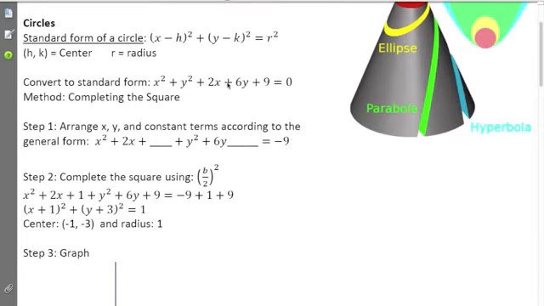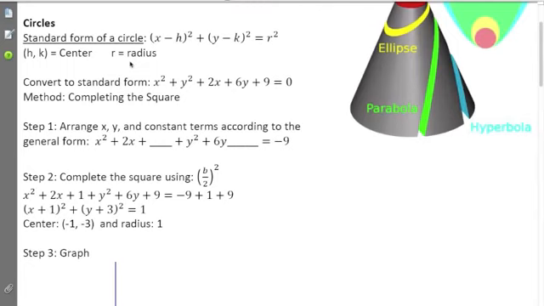Circles. This is probably one of the easier pieces of a conic section. This is something we're used to, something you see all the time. We have the basic circle formula, or standard form of a circle, where you have (x minus h) squared plus (y minus k) squared equals r squared. And I've denoted that (h, k) is my center and r is my radius. Be careful. Sometimes it's real easy to think that it's equal to the radius, but it's equal to r squared, so you have to take the square root of the number to find your radius.